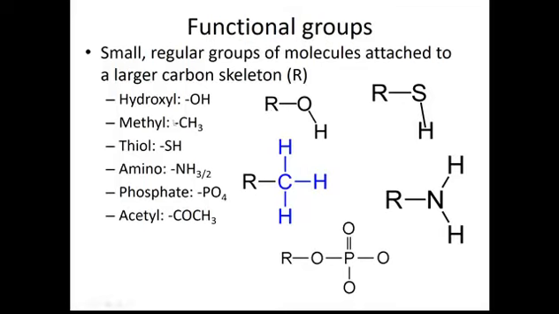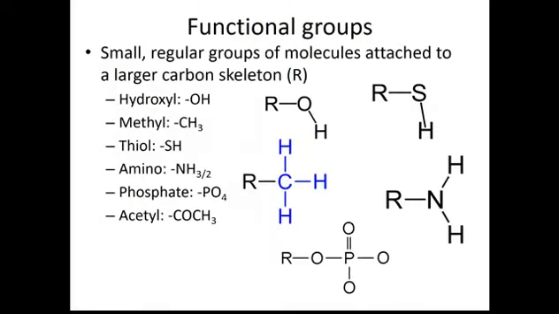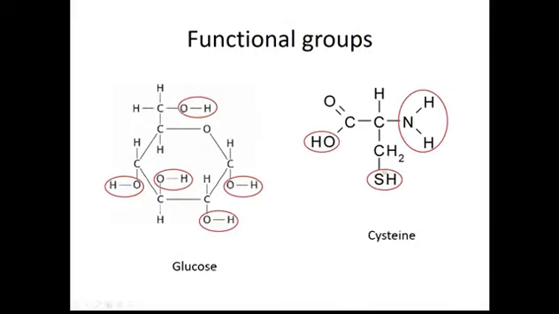A methyl group is a CH3. This is what the methyl group looks like in blue. A thiol group is an SH, and there's actually a thiol group over here in red.